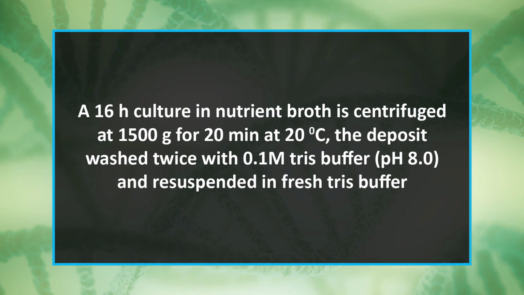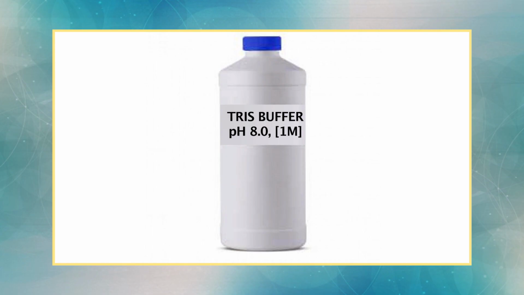In this, a 16 hours culture in nutrient broth is centrifuged at 1500 g for 20 minutes at 20 degrees Celsius. The deposit is washed twice with 0.1 molar Tris buffer at pH 8 and resuspended in fresh Tris buffer. The suspension is then adjusted with Tris buffer to contain approximately 2 × 10^9 bacteria per ml.